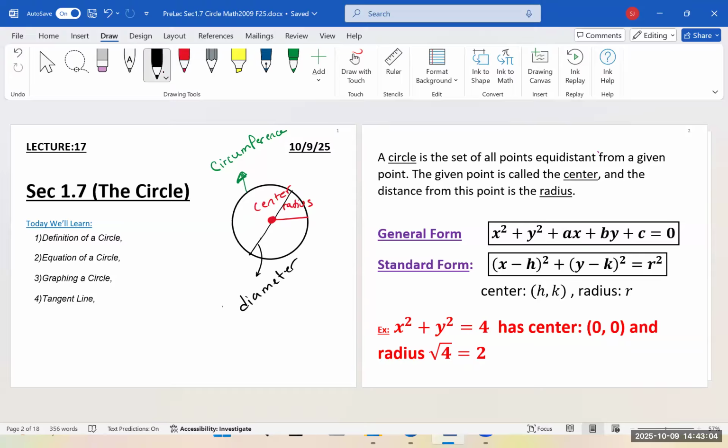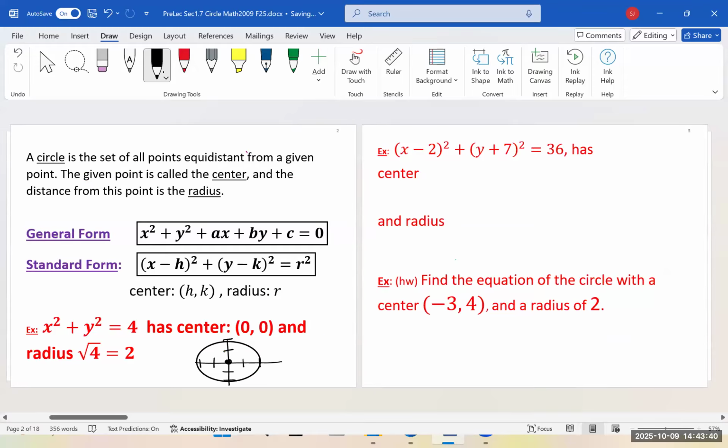So we have x-axis, y-axis. This is our center. And we are going 2 units in all directions. So it's the radius, the same distance from the center to the circumference. It doesn't look like a circle, but assume it's a circle. Okay, it's a faulty circle. It's not perfect. Any questions?